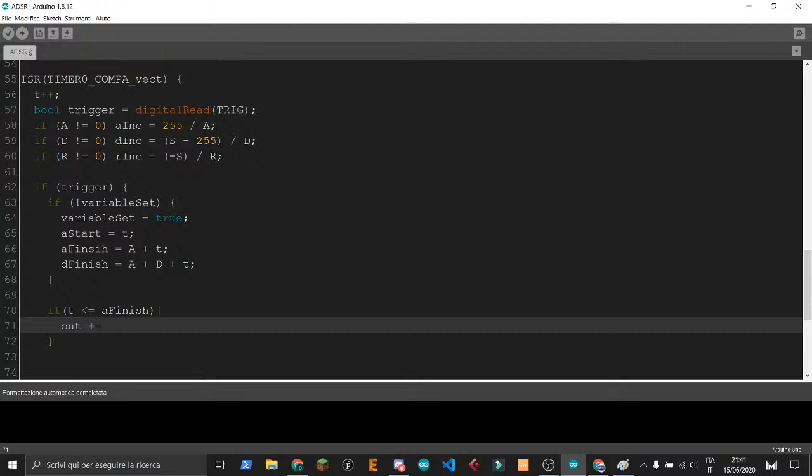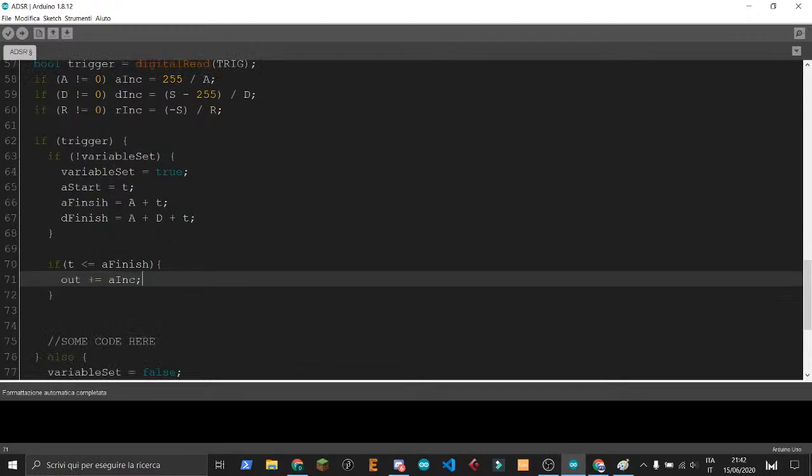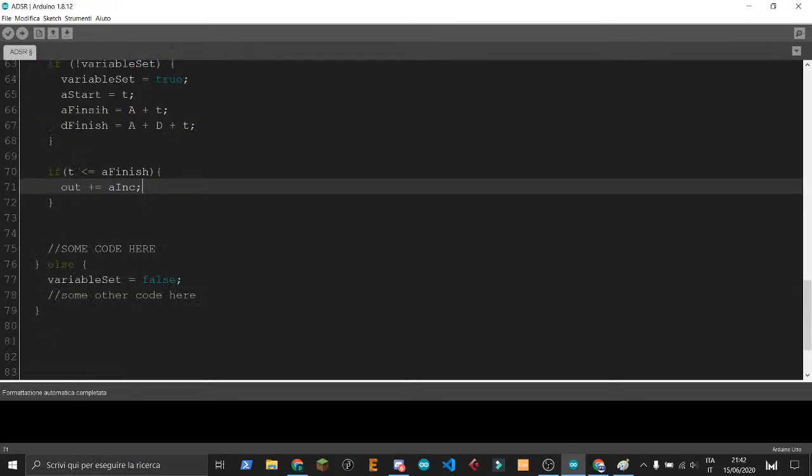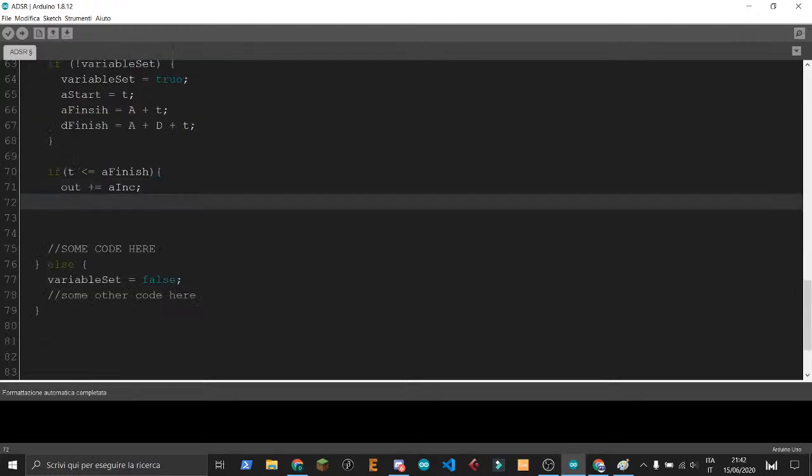So yeah, out is plus equal to a ink, and we should constrain this variable to 0 and 255 because we might go over. Yeah, for the time being, let's just ignore that. Let's just roll with it.